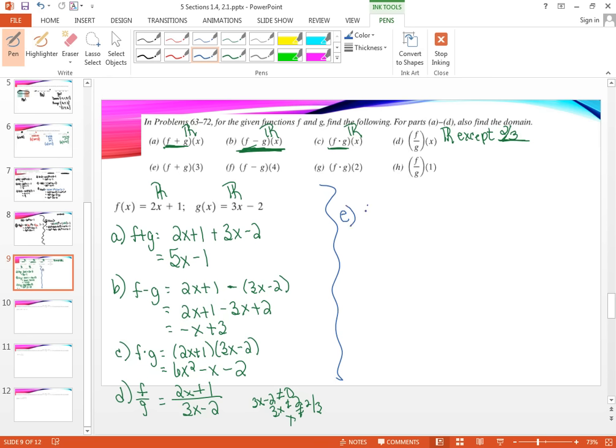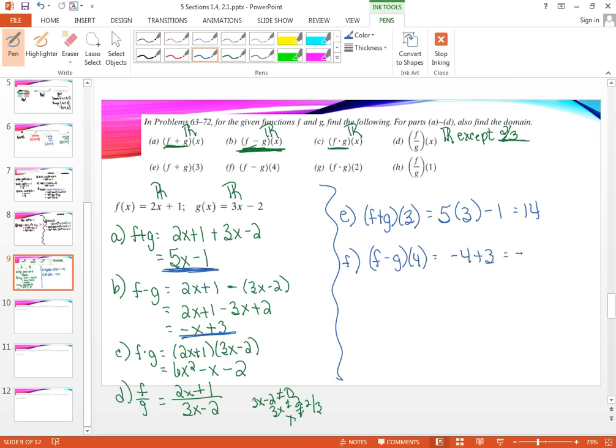So E is F plus G of 3. There's a couple of ways you can do this. You can plug 3 into F, 3 into G, and then add your two answers together. Or you can make use of the fact that we've already got F plus G right there and plug 3 into that. So 5 times 3 minus 1, 15 minus 1, that's 14. Okay. F, we want F minus G of 4, which means plug 4 into the difference. Well, here's the difference. So minus 4 plus 3, that's negative 1.